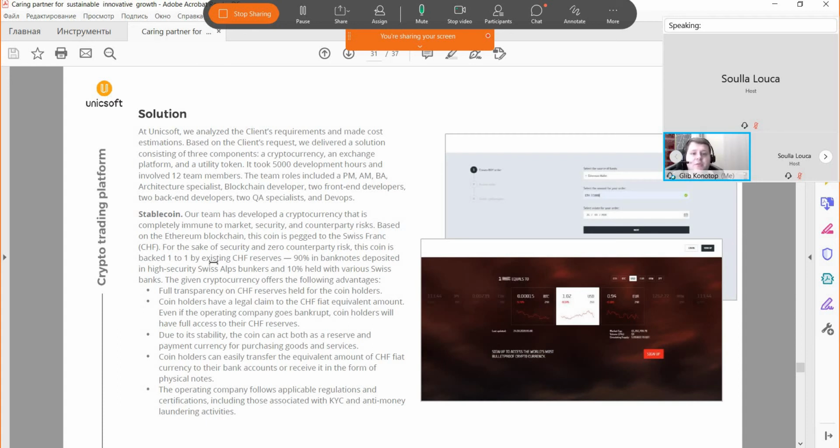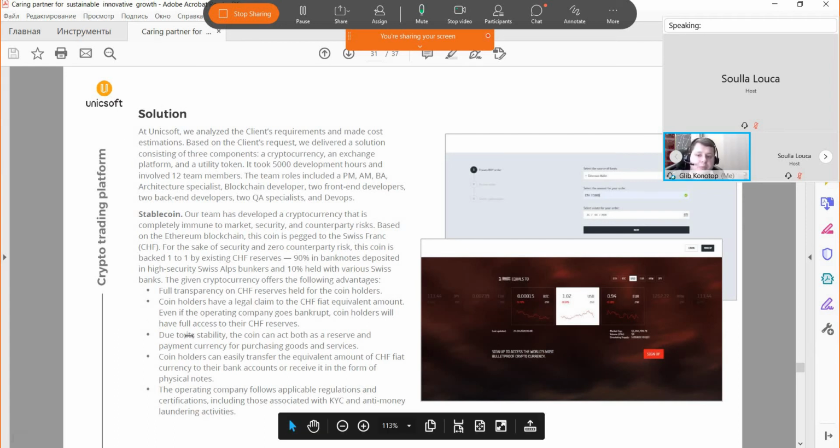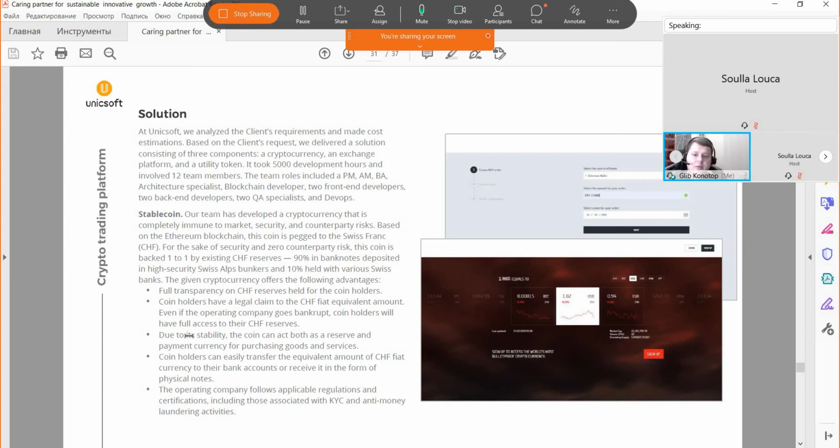That was achievable just because this startup was backed by a big Swiss bank who provided liquidity to the whole solution. And only 10% of the fiat currency that was backing the token was held by other Swiss banks. So this type of platform is very interesting because it's very secured and stable.